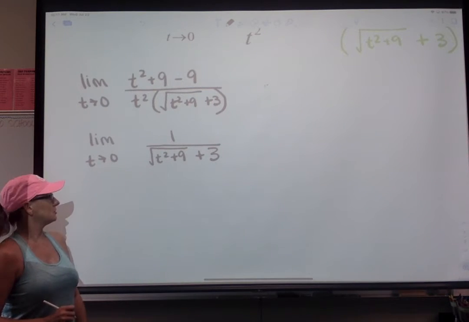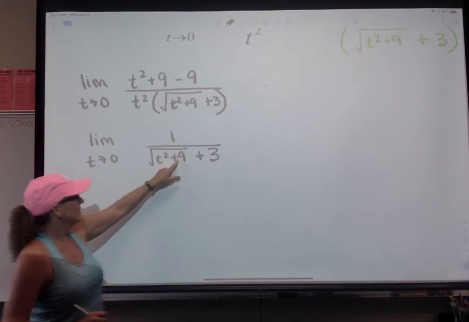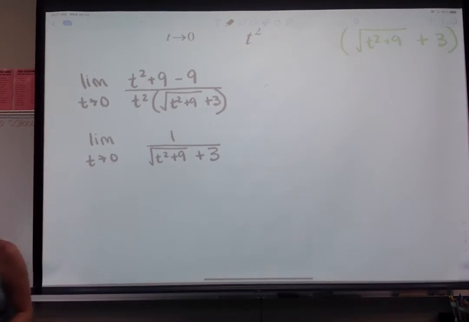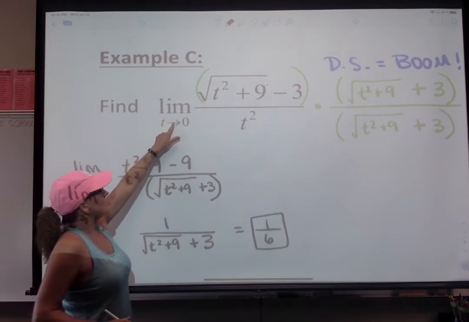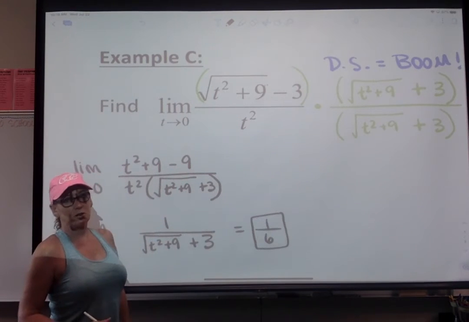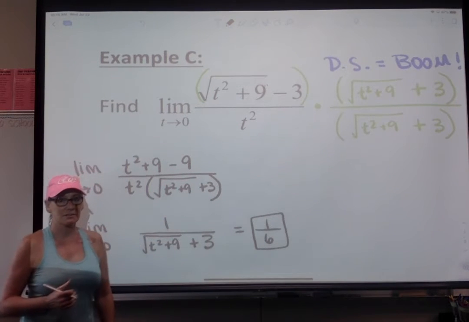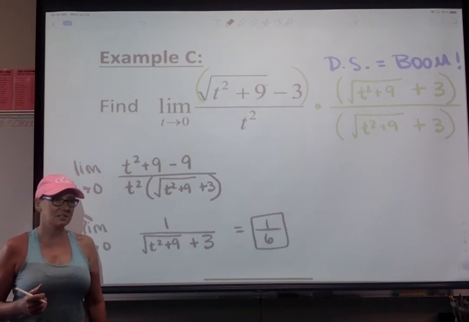Now try direct substitution. Plug in 0. 0 plus 9, square root that, that's 3. 3 plus 3 is 6, so 1/6. So as t gets close to 0, these y values are getting really, really close to 1/6. Y'all know what 1/6 is as a decimal?